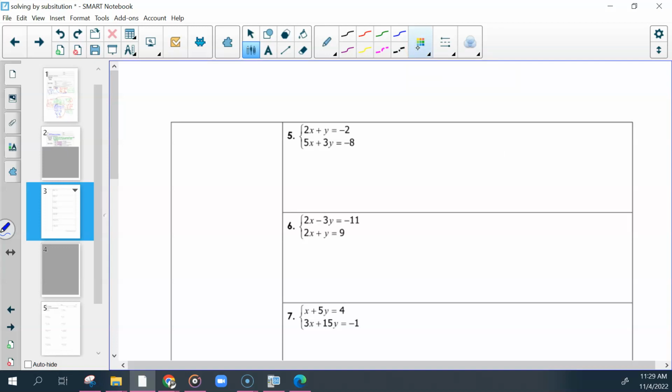With these type of problems, you don't see an x or a y that's solved already. So we need to pick one of the variables and one of the equations and solve for it. The easiest one to solve for is whichever variable is by itself. So it doesn't have a number in front, or the number is 1, or it just has a negative in front, either or.